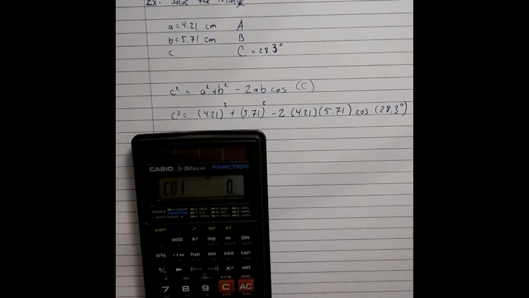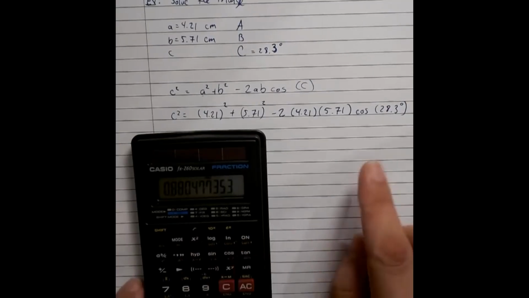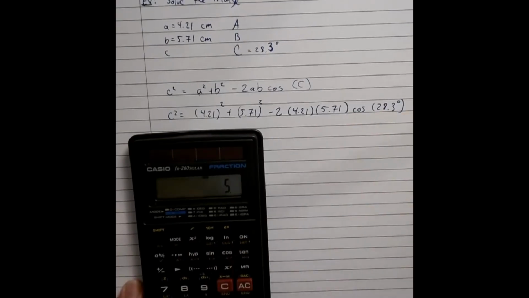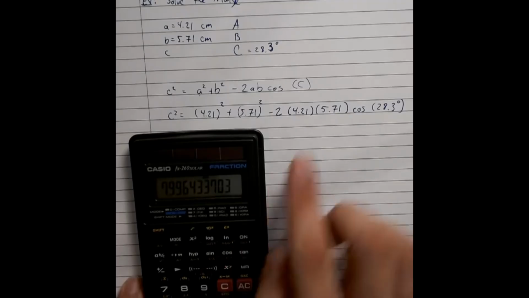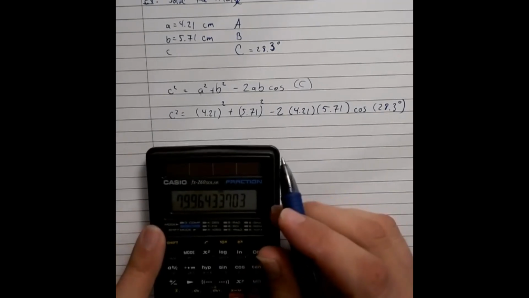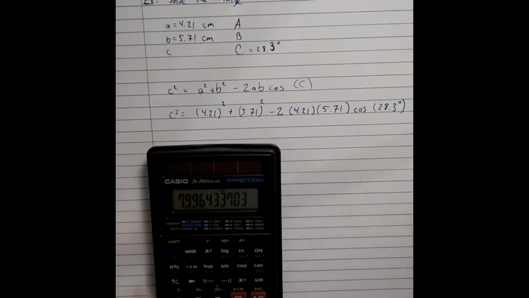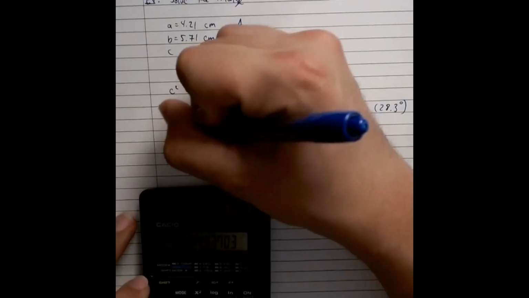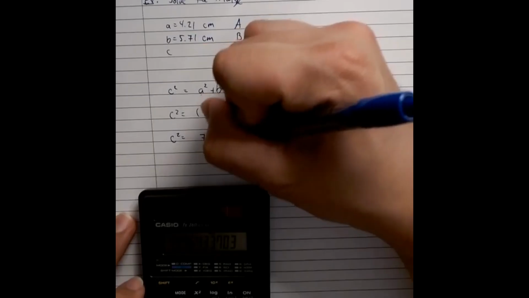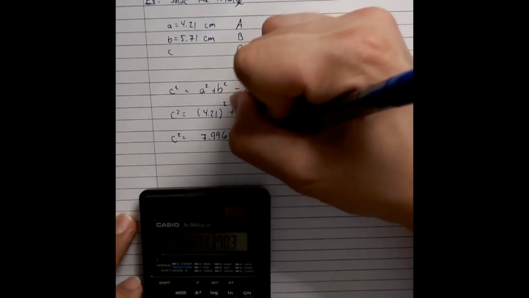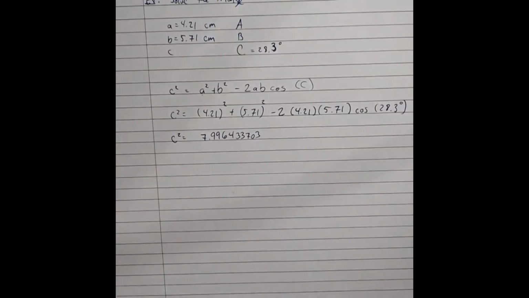So I'm going to have 28.3, and I'm going to take the cosine of that. I'm going to multiply it by 5.71, times the cosine of 28.3, times 4.21 times 2. And that's going to give me 7.996433703. So here I get C squared is equal to 7.996433703. But of course, I don't want C squared.